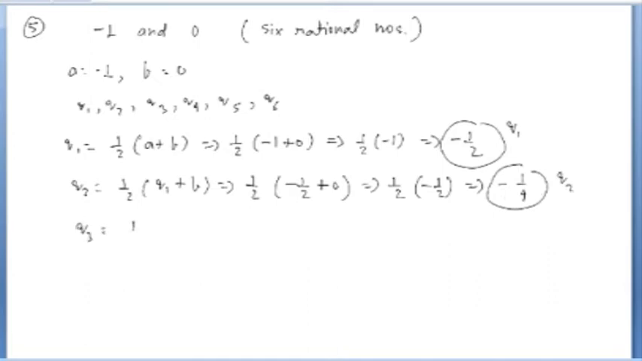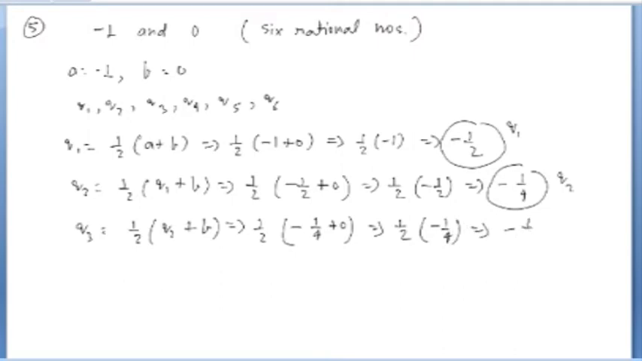Q3 is 1 by 2 (Q2 plus b). Q2 is minus 1 by 4, b is 0. 1 by 2 minus 1 by 4. So the third rational number will be minus 1 by 8. This is our Q3. So solve Q4, Q5 and Q6 in the same way.